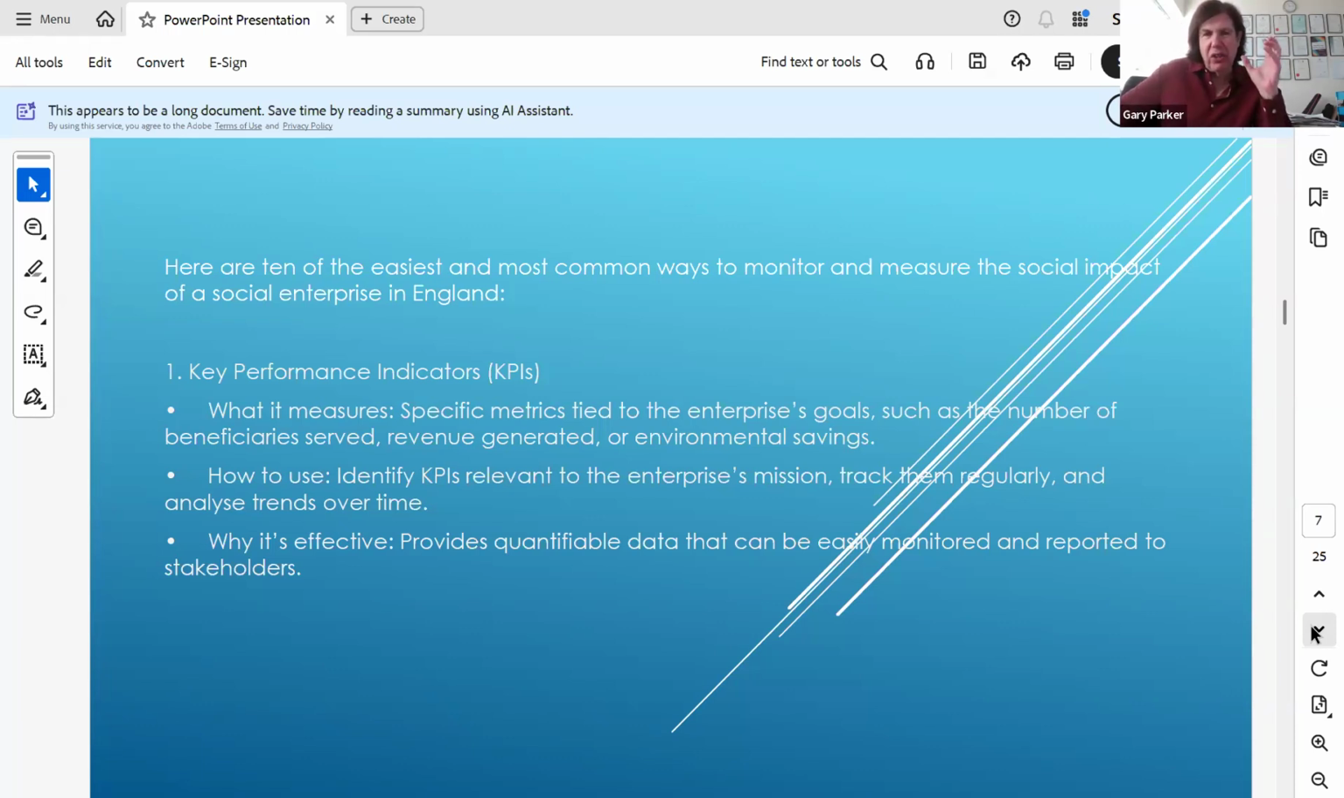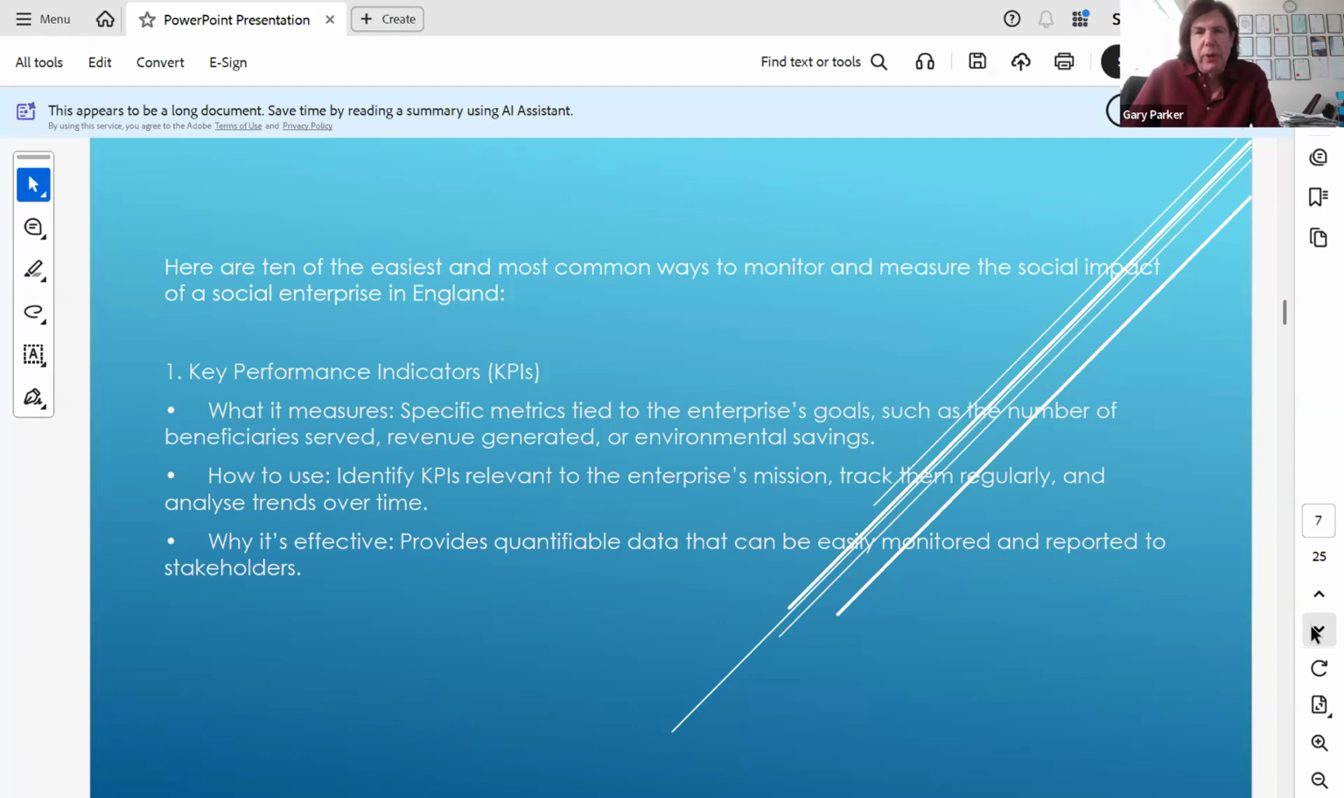That's in the context of what we've just mentioned. So, key performance indicators, sometimes called KPIs, are one of the most common measures. What does a KPI measure? It measures specific metrics tied to the enterprise's goals, such as the number of beneficiaries served. So, how many people you might support for a project over a year or another time period, revenue generated, or environmental savings.